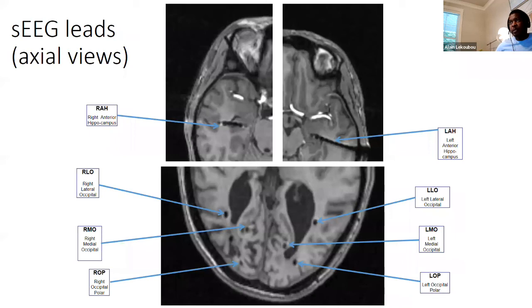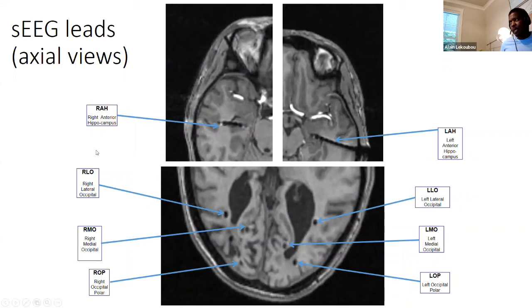This is the same picture, same patient, and this time you can see on the MRI what the contacts look like. In this case, we put them in the back of the brain, the occipital region, and then in the mesial temporal region on the left here and here. Now, this doesn't go without pros and cons, right?